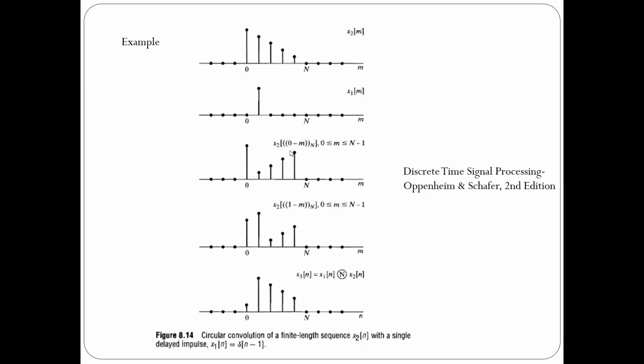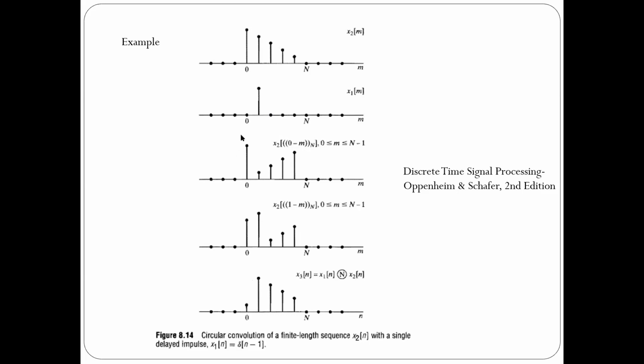Then we will do a multiply and accumulate of these two signals, x1 of m and x2 of 0 minus m. That should give you the value of the signal at n equal to 0. The value of the signal at n equal to 0 would be the product of this sample into this sample, because all of the other samples are equal to 0. That is shown here.